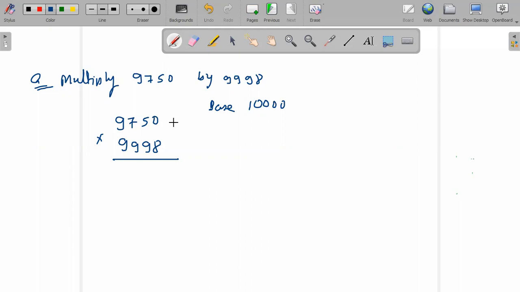Okay, 10,000 is the base. So what will be the difference here? Subtract 9750 from this 10,000. 250 will be there, and here minus 2 will be there.